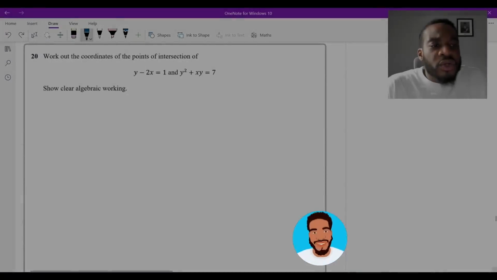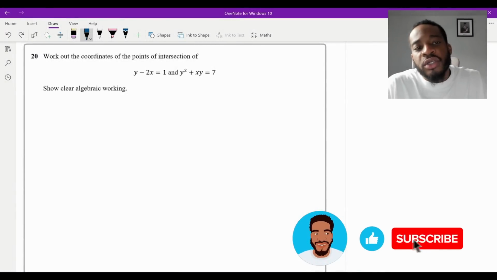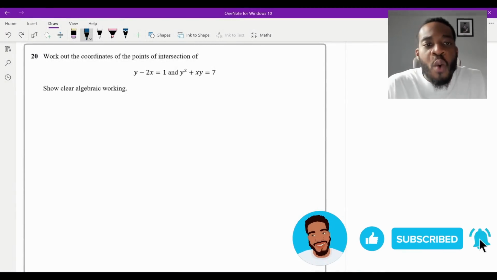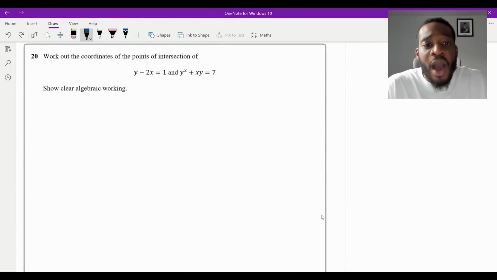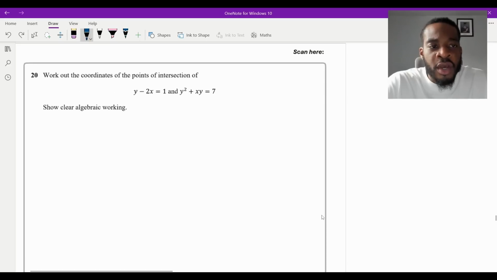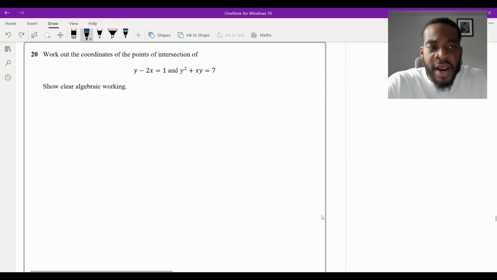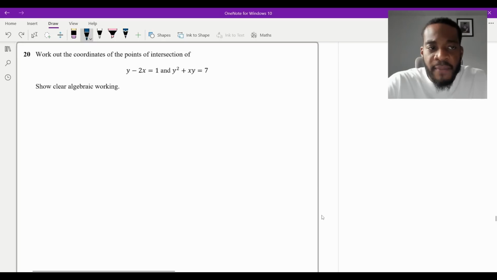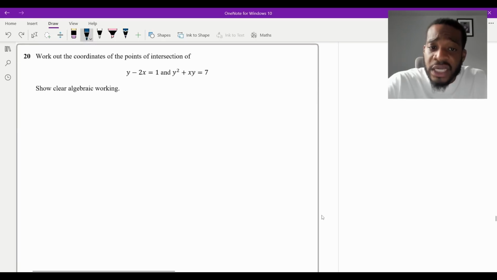And that's okay. So question 20 says, work out the coordinates of the points of intersection of y minus 2x equals 1 and y squared plus xy equals 7. Show clear algebraic working, and this is a 5 marker. So this one here, there's a couple of things going on. We've got two equations, and we've got two variables, x and y.